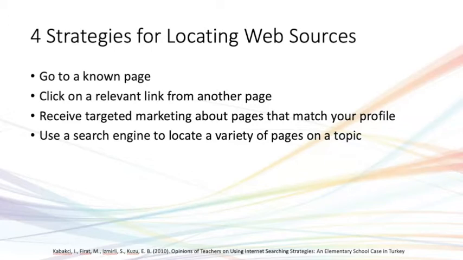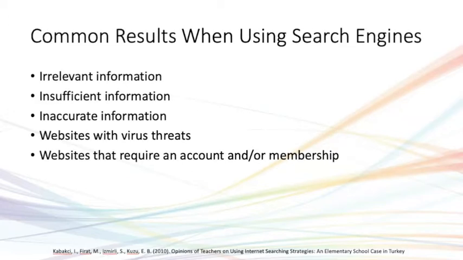and that may yield millions of results. So when we do use a search engine, let's say we don't know exactly what it is that we're looking for. What we want to try to do is narrow that down because we often get irrelevant, insufficient, inaccurate information. We find websites that give us viruses or threats, and websites that require an account or membership that sort of stop our search altogether because we can't get in without some additional steps.